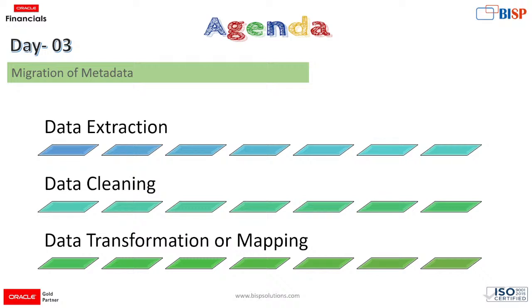So today's agenda is migration of metadata. First, we will go with the data extraction. Then we will do a data cleaning or scrubbing of the data, and then we will do the transformation or mapping of the data. So that is today's agenda of day 3.